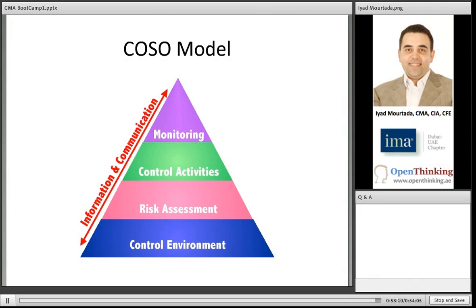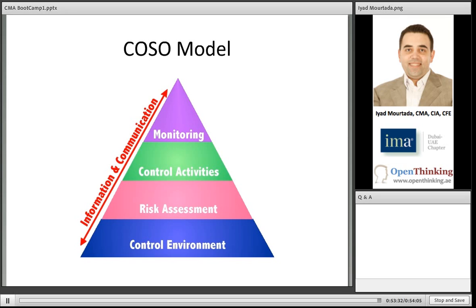Of course, this is the old one. We look at the control environment, we look at the risk assessment, the control activity and monitoring. First, what control environment do we have in the organization? Based on that, we understand the control culture, we understand what kind of controls the organization is implementing. Based on this, we will be able to do risk assessment.